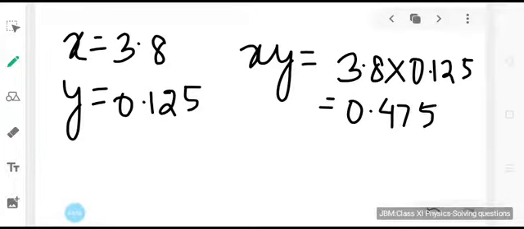In x, as you can see, there are only two significant figures. So we have to keep in mind that in the result, that is in the product xy also, the number of significant figures should be equal to 2, and so this result is rounded off to 0.48.